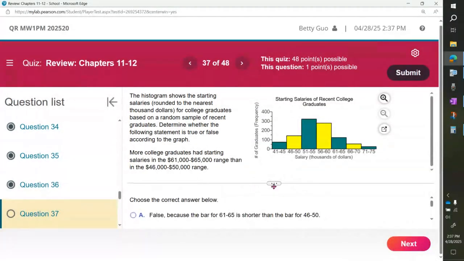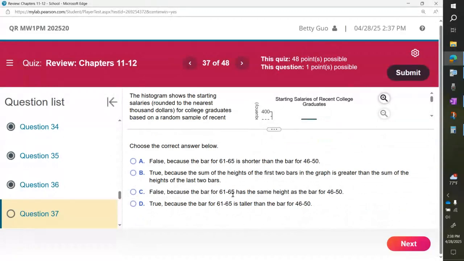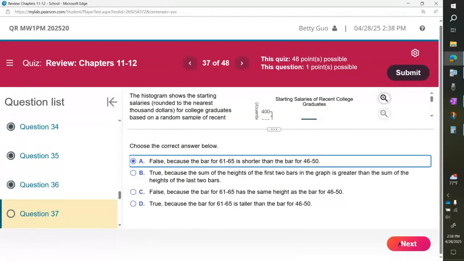37. Same type of problem, but this time the statement claims more college graduates had starting salaries in 61 to 65 than 46 to 50. That's incorrect because this green bar, not blue, is lower than the yellow bar. So it's incorrect, false, because the bar has a lower frequency, shorter than the other bar. That's the question.